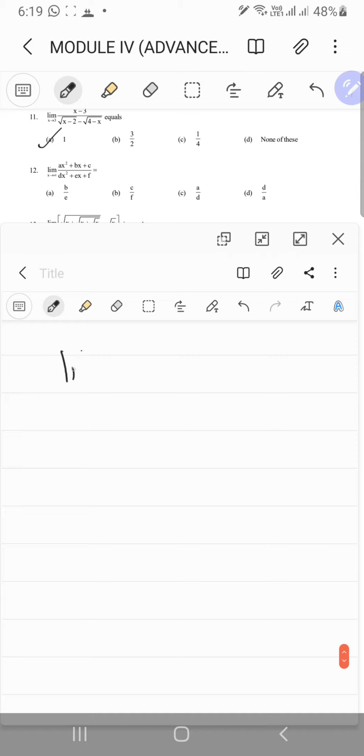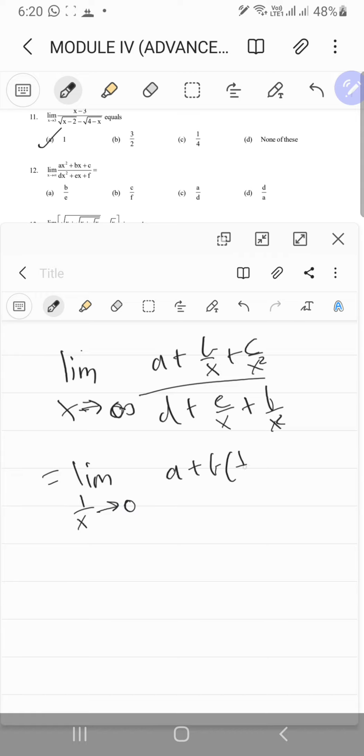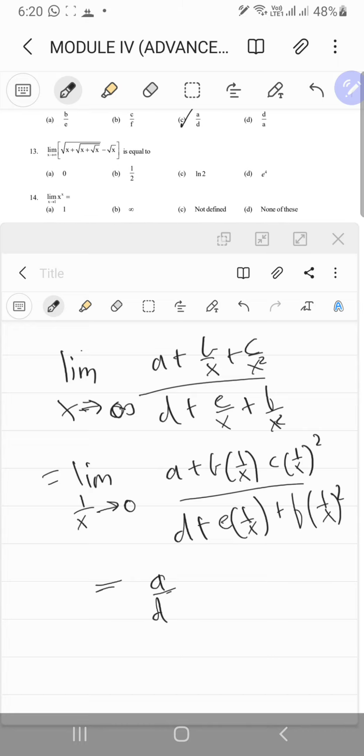So it's just going to be limit x tends to infinity of a plus b upon x plus c upon x squared upon d plus e upon x plus f upon x squared, which is the limit as 1 upon x tends to 0, this is infinity, right? 1 upon x tends to 0 of a plus b into 1 upon x plus c into 1 upon x squared upon d plus e into 1 upon x plus f into 1 upon x squared, which is just a upon d, sorry. Okay, that's doable.